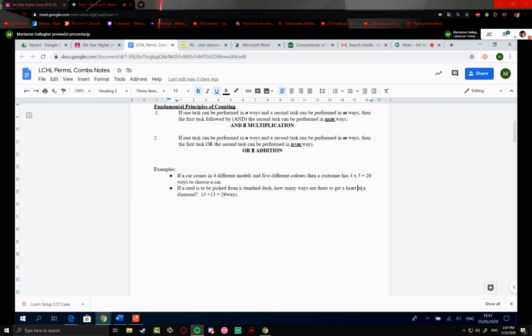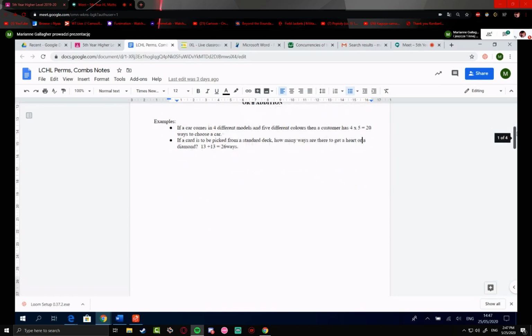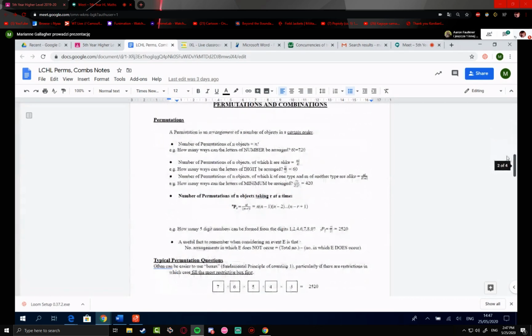If there's an or, so if you're picking from 2 things, like how many ways to get a heart or a diamond, then that's add them. 13 plus 13 is 26, okay? And these come into probability as well. So permutations is basically how to arrange things in order. So the number of permutations is n factorial, okay?